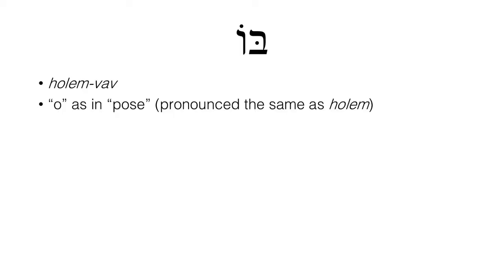Your final irreducibly long vowel is holem vav. Holem vav will look like a vav with a dot directly above it or slightly to the left of it. It's pronounced exactly the same as holem, the O in the English word pose. So this would be bo, bo.